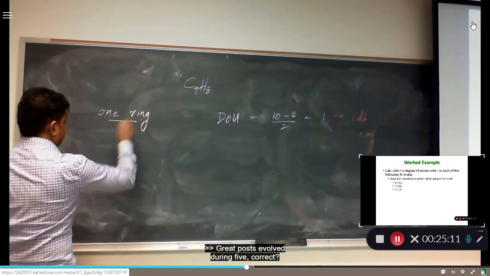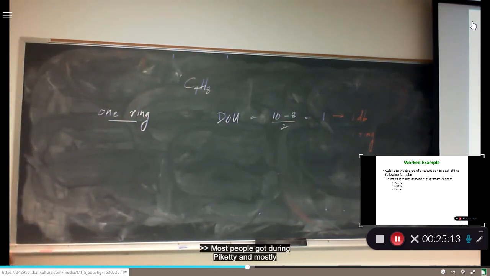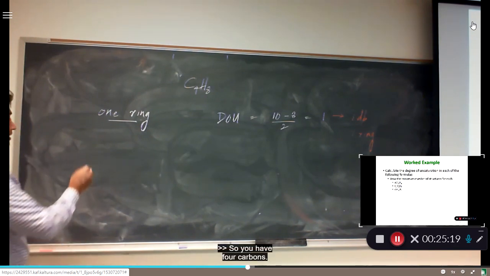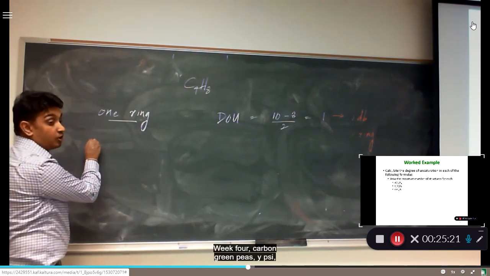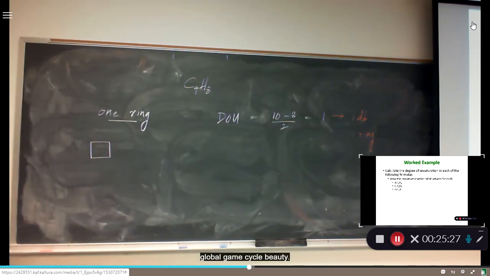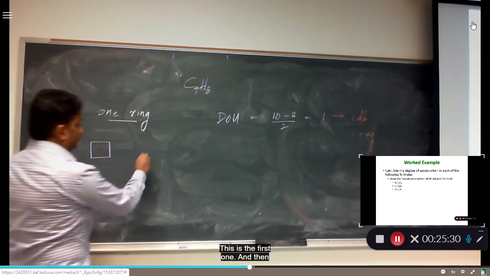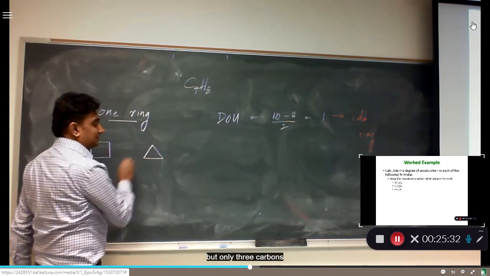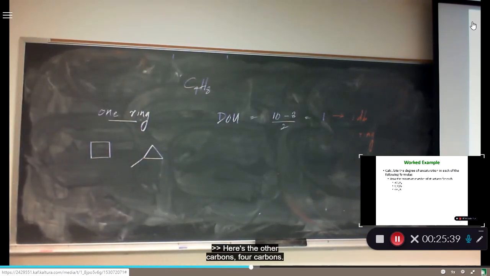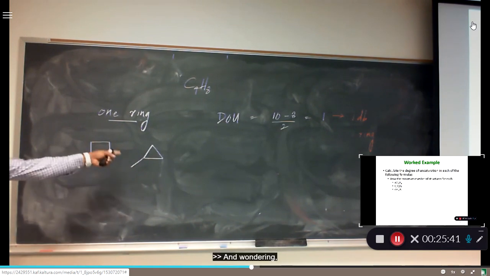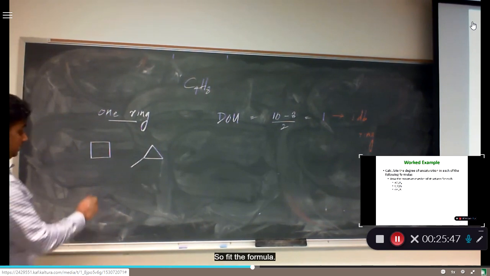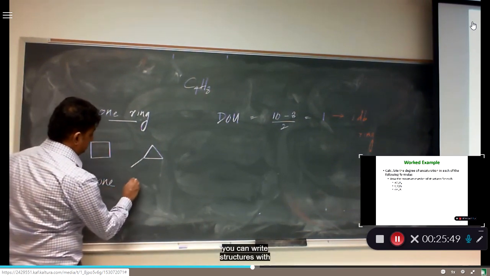Most people got the ring part correct, mostly because I think we already learned the cycloalkanes, right? So you have 4 carbons. The easiest structure that you could do with a 4 carbon ring is what? Cyclobutane. This is the first one. And then you can write a cyclopropane, but it is only 3 carbons, so we need one more carbon. So here's the other carbon. Get it? 4 carbons and one ring, which means one unsaturation, right? So it fits the formula.